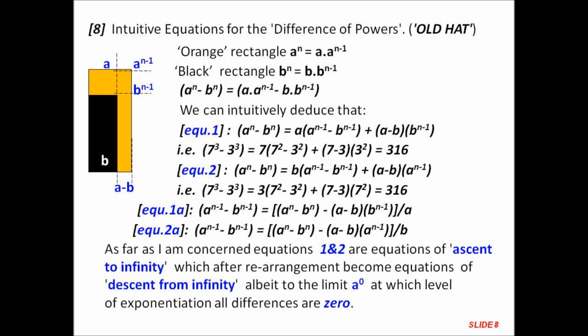We can intuitively deduce equations 1 and equations 2, which I have confirmed numerically. And after a rearrangement, we have equations 1a and 2a. As far as I am concerned, equations 1 and 2 are equations of ascent to infinity, after which rearrangement becomes equations of descent from infinity, albeit to the limit a to the 0, at which level of exponentiation all differences are 0. My gut feeling is that this was Pierre de Fermat's concept of infinite descent, and not the modern interpretation of a never-ending recursion.